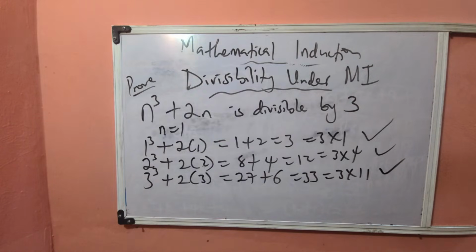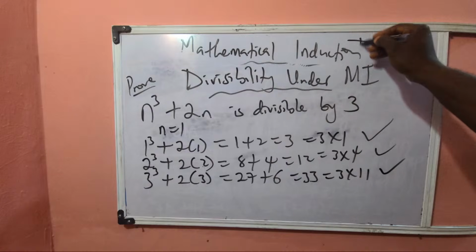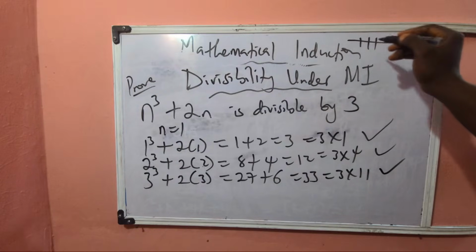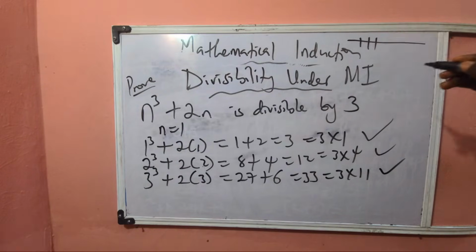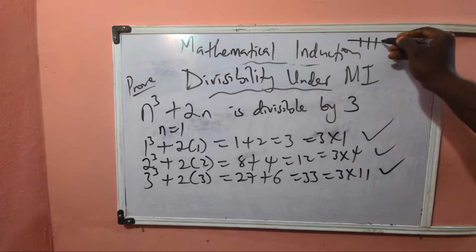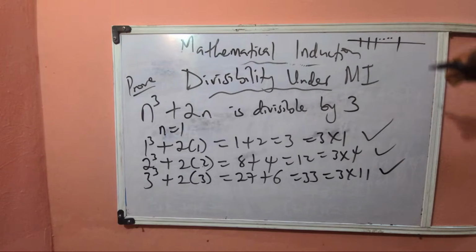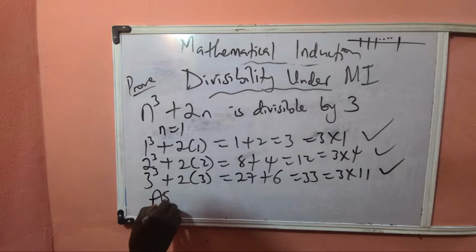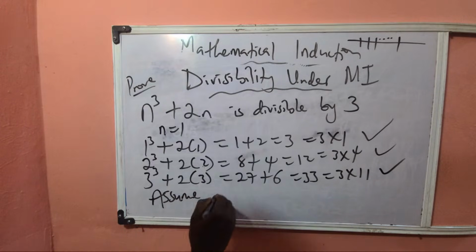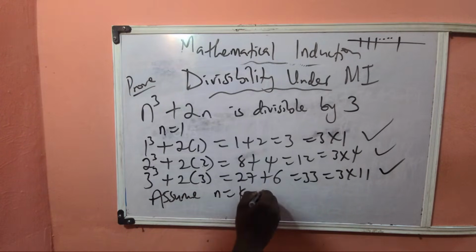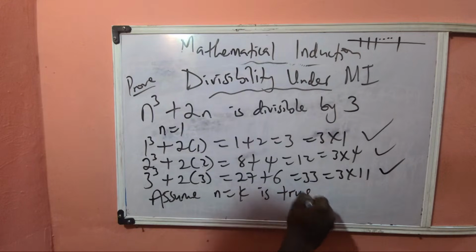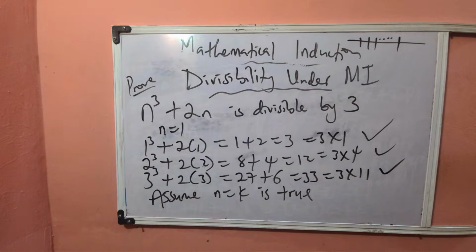Imagine, as I said already, you were taking those steps. You have stepped on the first one, you have stepped on the second one, stepped on the third one. Then you can go on to assume that if I keep on stepping, if I go to n equals k, it's going to be true. So you go on to assume that n equals k is going to be true. This is your inductive hypothesis.